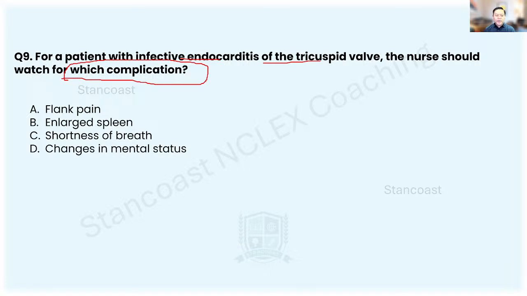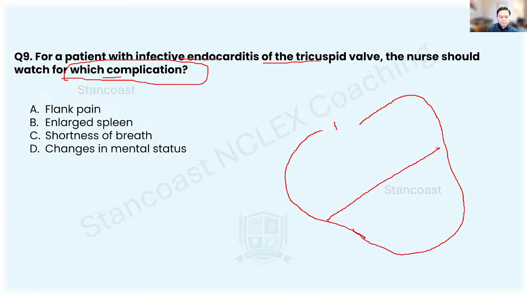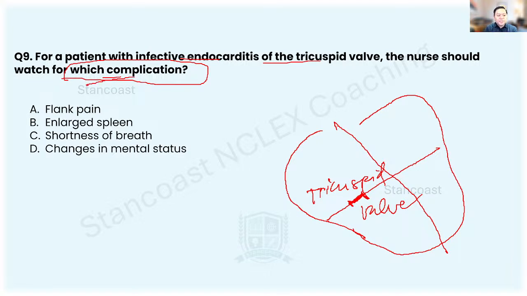We're looking for a complication here in this scenario. For a patient with infective endocarditis of the tricuspid valve, do you still remember the tricuspid valve location? It's right here. Tricuspid valve. We are looking for a complication here, guys.